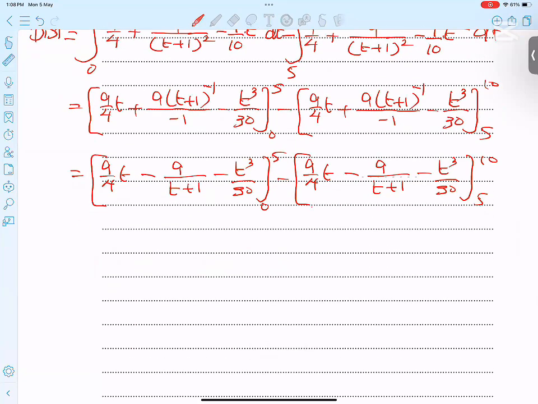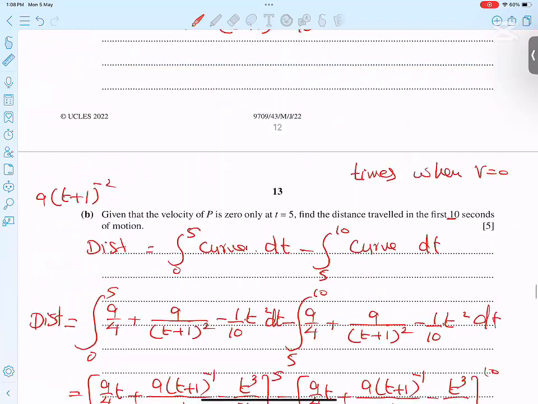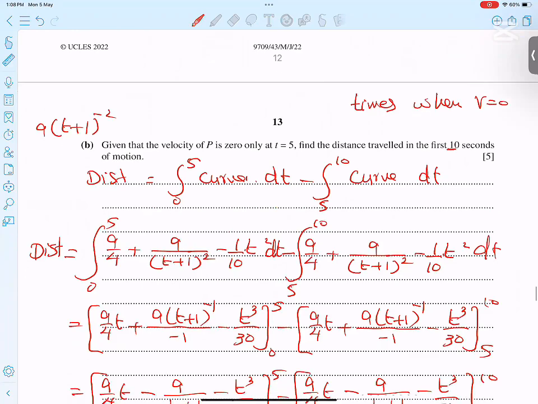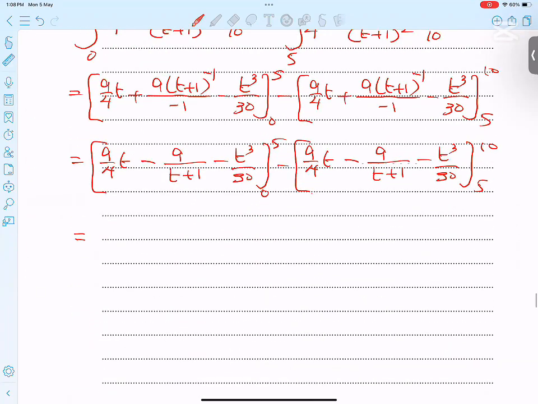Now I'm going to plug in the values. Students, get ready for that. Let me recheck once again. In the power, increase the power, negative 1. One negative, all correct. Now when I plug in 5 in the first, I get 9 over 4 into 5, minus 9 over 6, and minus 125 over 30. And I got the answer 67 over 12. Upper part done.